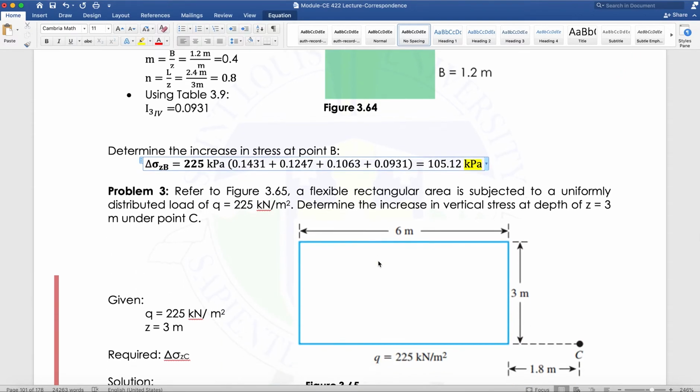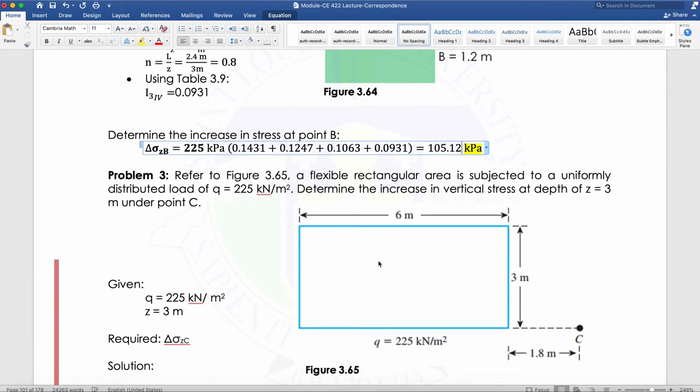Okay. Next is what if the load or the stress that we are trying to determine is outside the rectangular area for the uniformly distributed load. So what we're going to do here is we're going to try to find a solution in such a way that we are going to fit with our criteria that the load should be at the edge or at the corner of the rectangle. So, ang mangyayari niyan, we are going to introduce here a dummy.